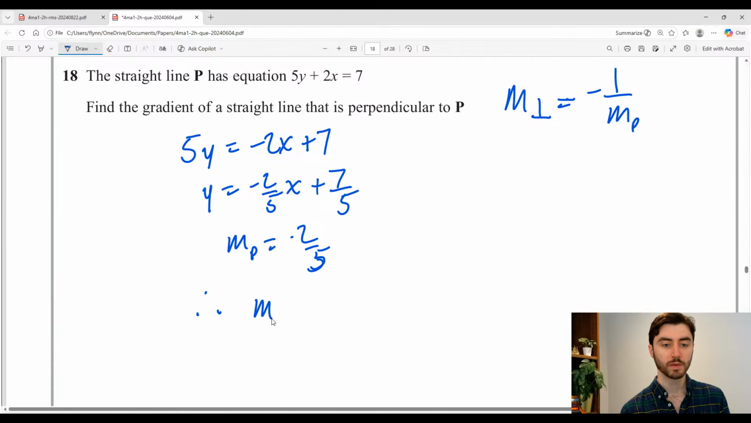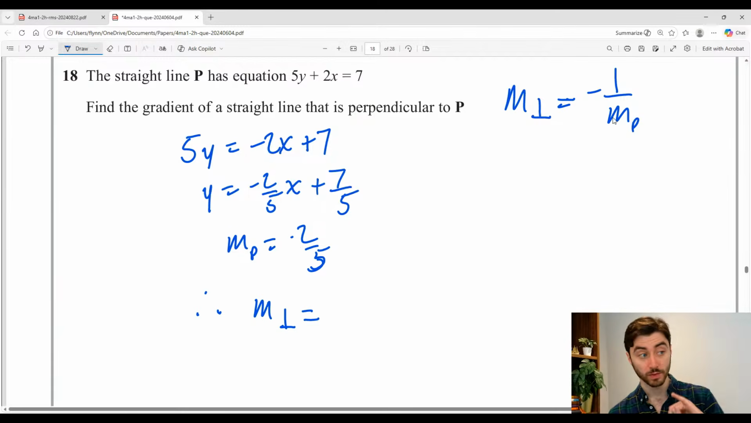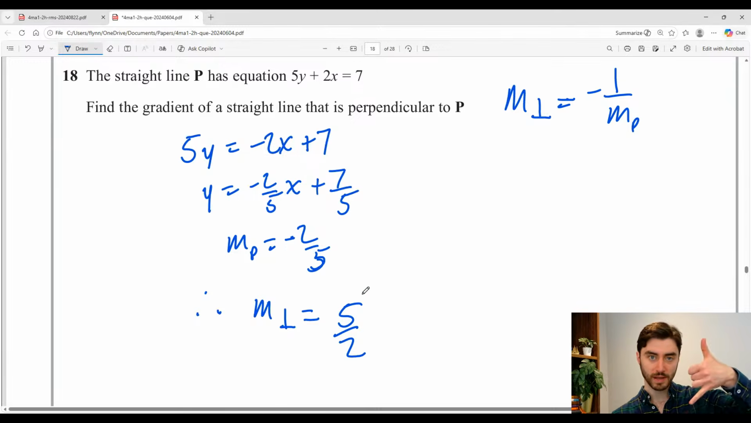So therefore, for the perpendicular gradient, minus 1 over means you take the reciprocal, which means you flip the fraction, and then multiplying by minus 1 changes the sign. So it would be 5 over 2. Flip it, change the sign.